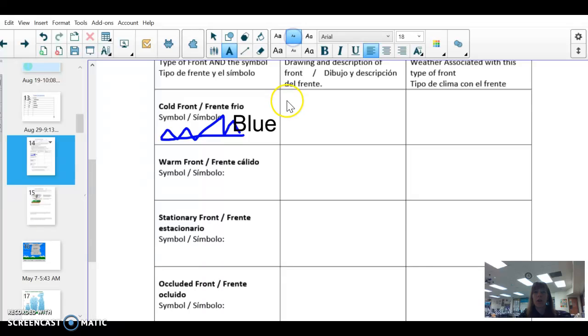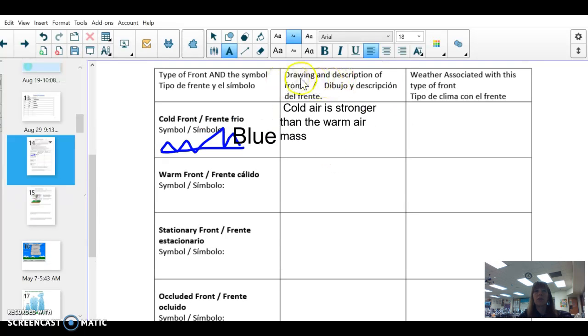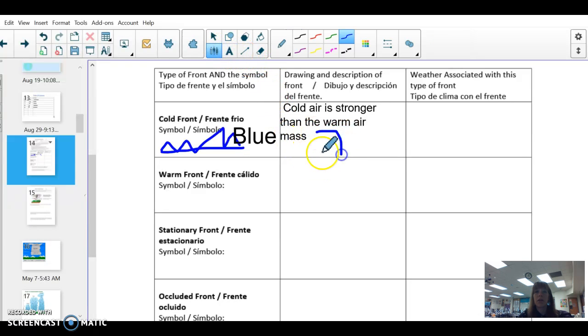Over here where it says drawing and description of a front, I want you to remember that in a cold front, cold air is stronger than the warm mass. Okay, so that's what I'm looking for in that box. I'm also looking for in this box a little drawing about the front. So I might draw in an air mass. It's a little hard to do on a smartboard, on a little video. And then I might draw the warm air smaller, and that warm air is coming there, but it also gets pushed up, creating lots of clouds.